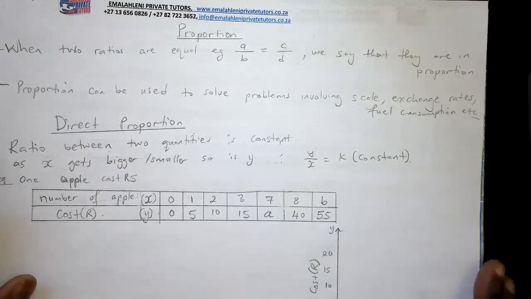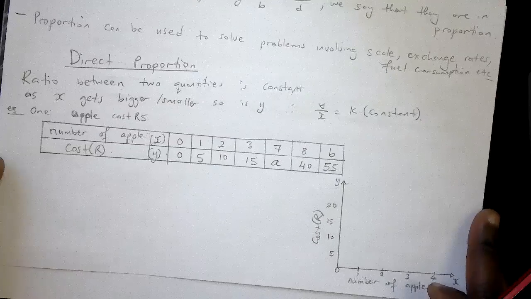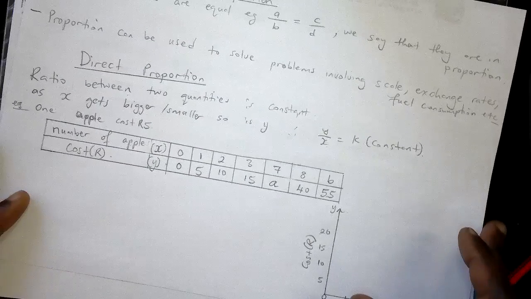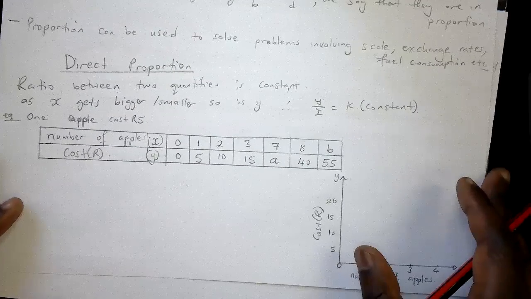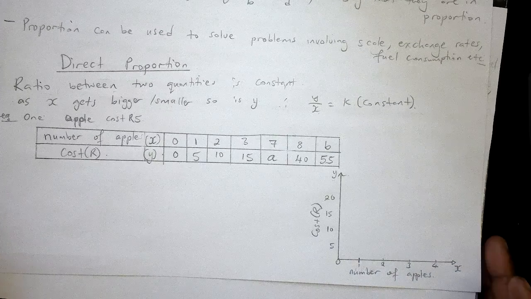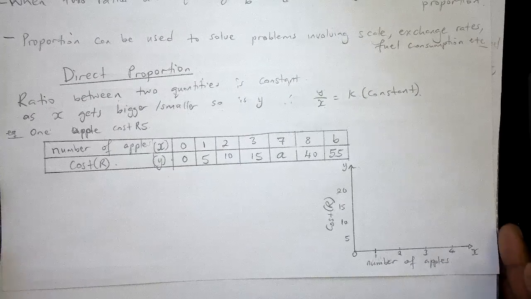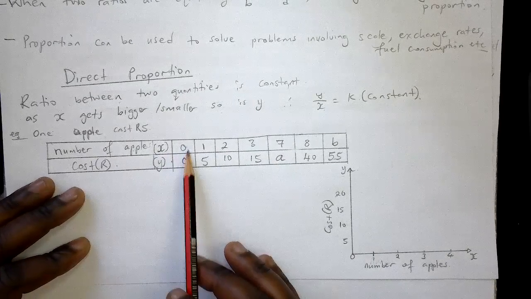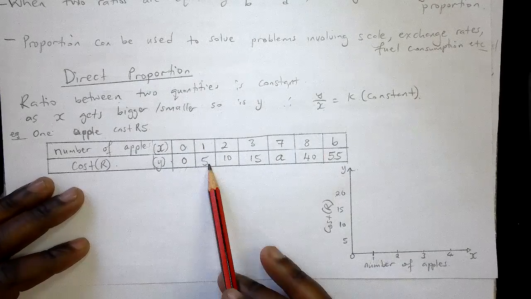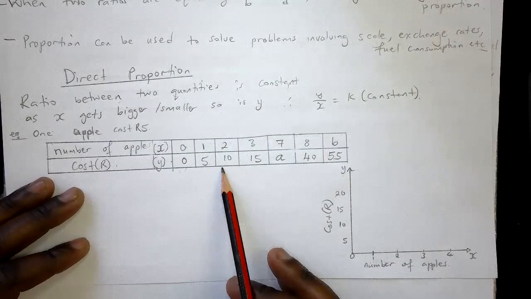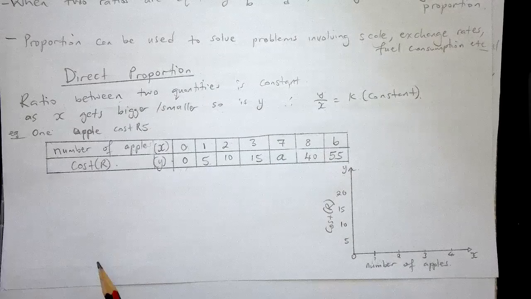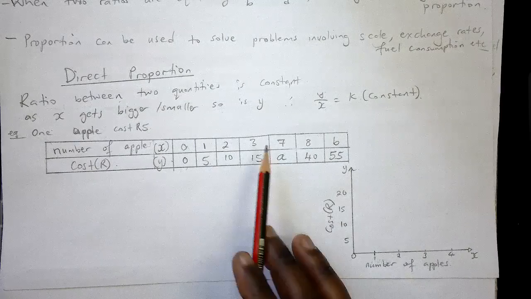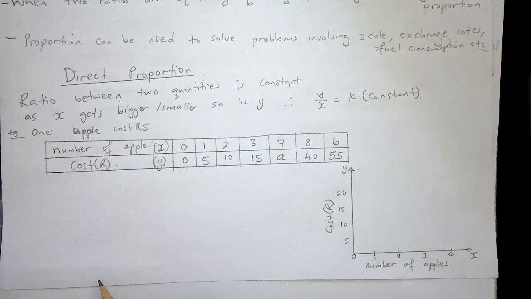So let's say in a scenario, 1 apple costs 5 rand. How will it work like that? Now we see that for 0 apples we get 0. There is nothing. For 1 apple it is 5 rand. For 2 apples, I want to buy 2 apples. How much is 1 apple? 5 rand. Okay, I want 2. You're giving them 10 rand. Very good. Then you give them 15 rand. They give you 3 apples.